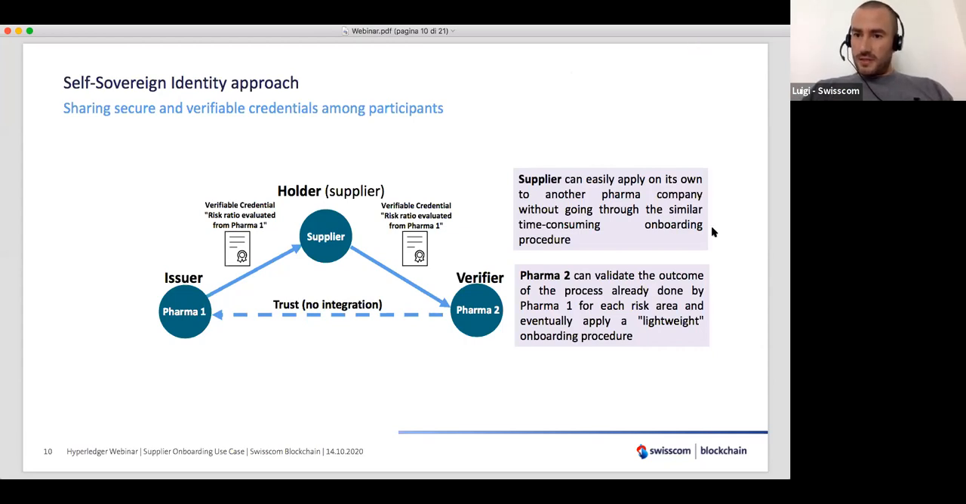Right, and this is a little bit a quick overview of the use case. Let me check if there is any question already.